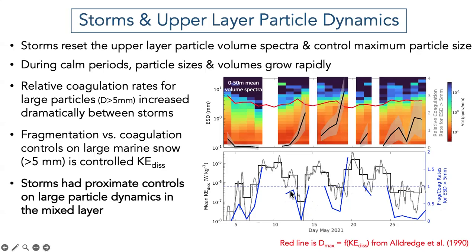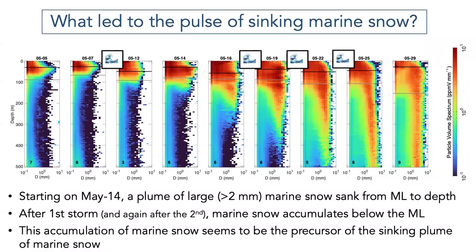So you can see when turbulence is low, the coagulation rate is much larger than the fragmentation rate, and the opposite occurs when turbulence is high. So it's showing that storms have this proximate control on the large particle dynamics in the mixed layer. That is the first major point I want to make.